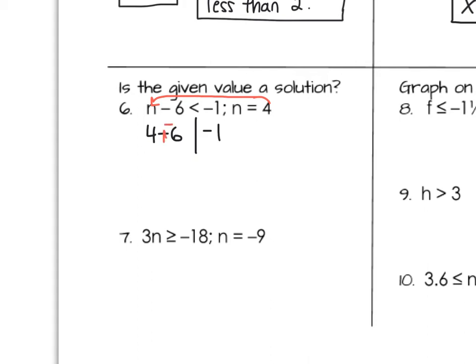All right, 4 plus negative 6, well, that equals negative 2. And then all you do is you bring down this inequality symbol straight down this wall. Okay? And then negative 1 on this side. So now you look at this statement. Negative 2 is less than negative 1. And that is a true statement. Negative 2 is less than negative 1, so we're going to write true. Okay? And because it's a true statement, that means that n equals 4 is a possible solution for n. Okay? And we write solution.